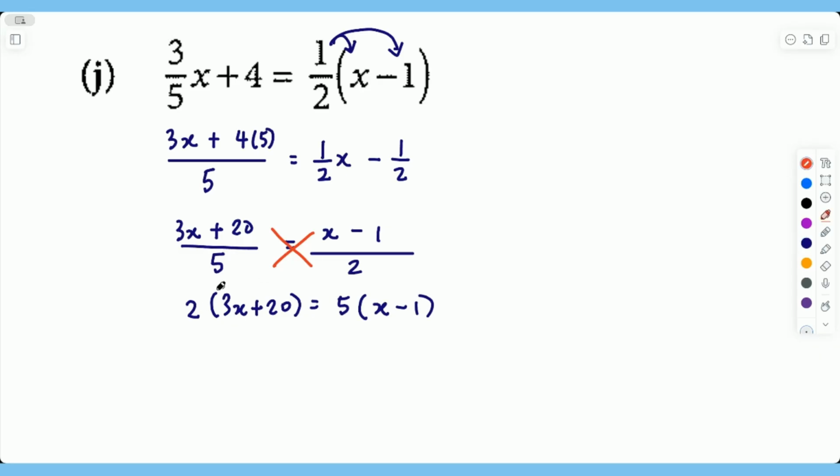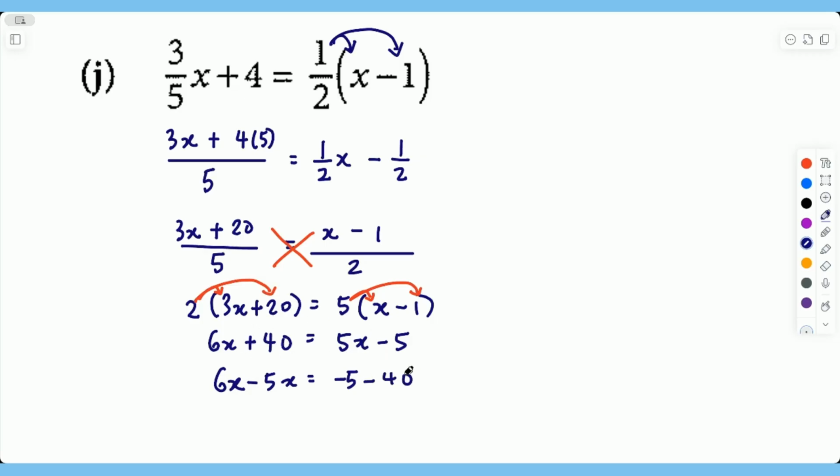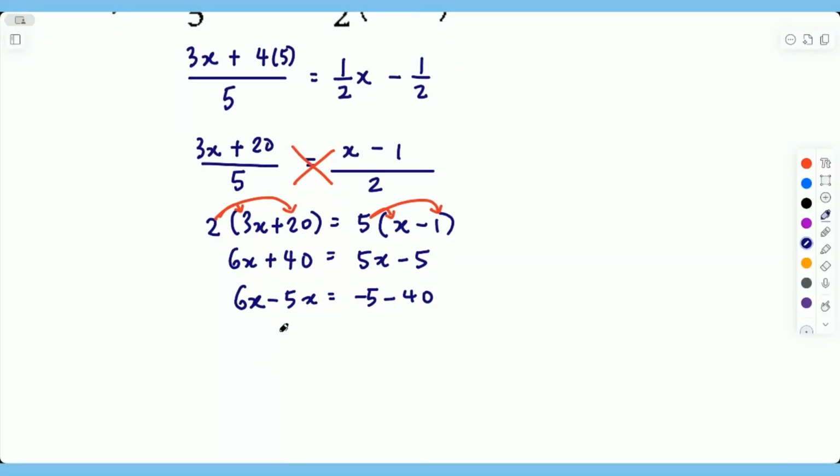Next, we will open up the bracket. We will expand. This gives us 6x plus 40, and this will be 5x minus 5. Let's bring all the x terms to one side. We have 6x on the left side. By bringing 5x over to the left side, it will be negative 5x. On the right side, we have negative 5. And bringing over positive 40, we get negative 40. Now we have x is equals to negative 45.